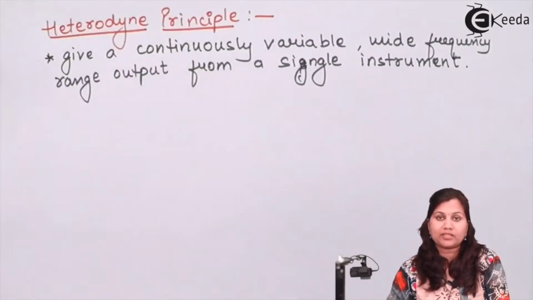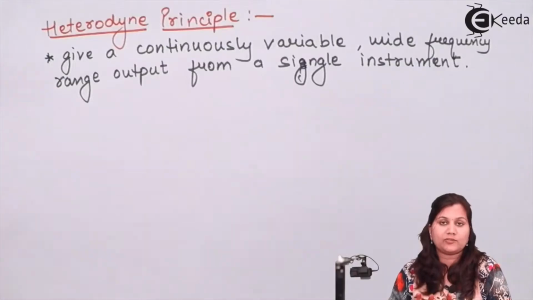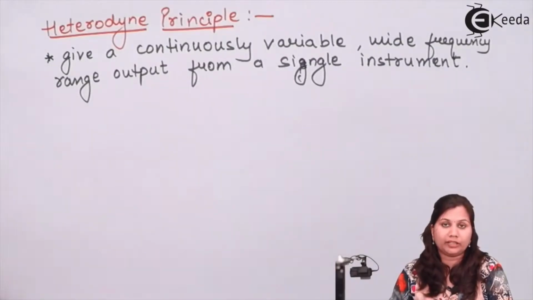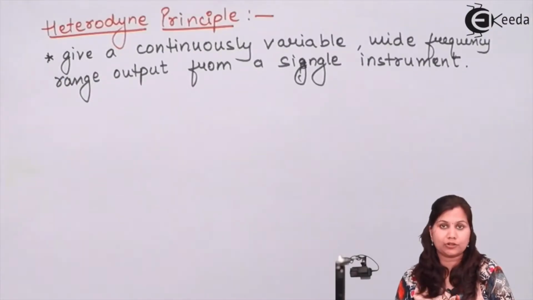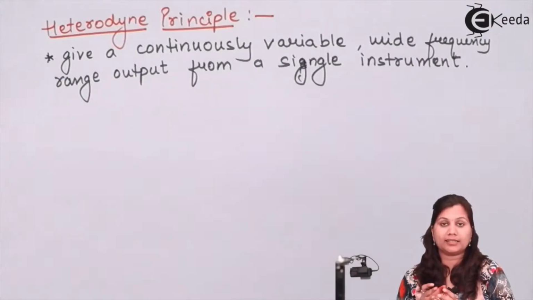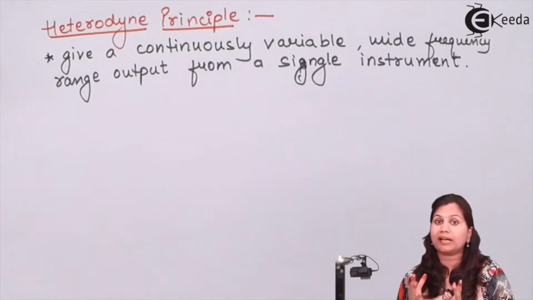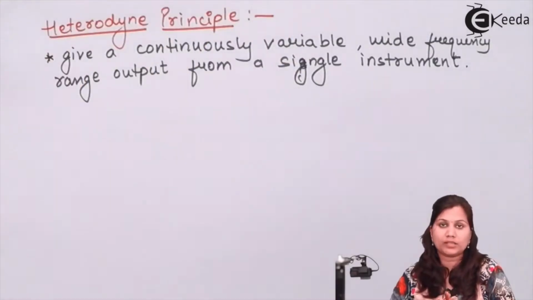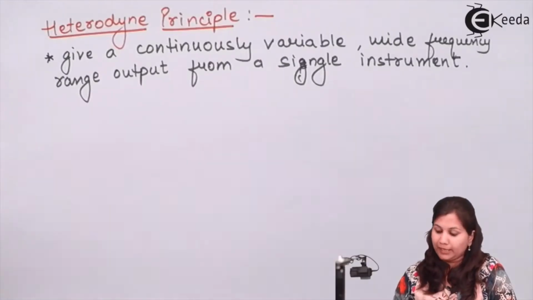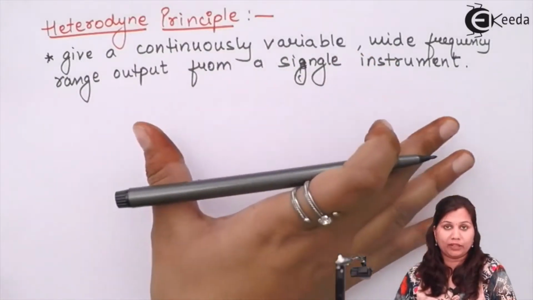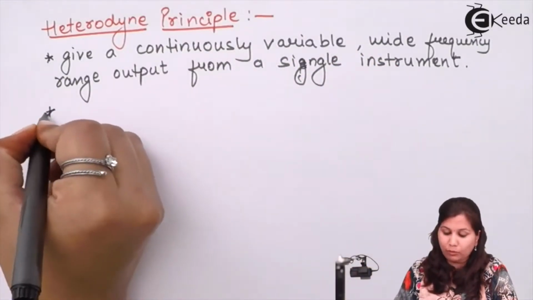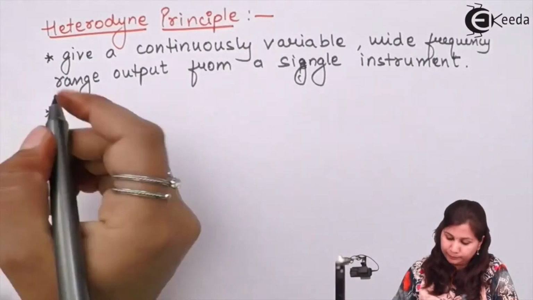Now, earlier we have studied that the frequency range which is provided by the signal generator is from 0.001 Hertz to 50 gigahertz. This complete frequency range is not provided by a single instrument. But if we want this wide frequency range to be provided by a single instrument, then we can use the heterodyne principle. In this heterodyne principle, we are not only getting a continuously variable wide frequency range, but also the signal quality is good.